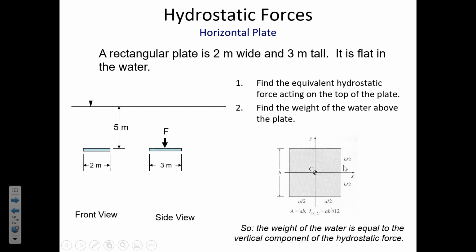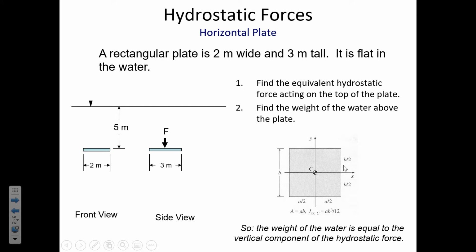We can still follow the same method if it's horizontally oriented, as we do in the other approach, where we find the depth to the centroid. So what's the depth to the centroid here? Delta H is 5 meters. Then the magnitude of the force would be delta H times gamma times the area.